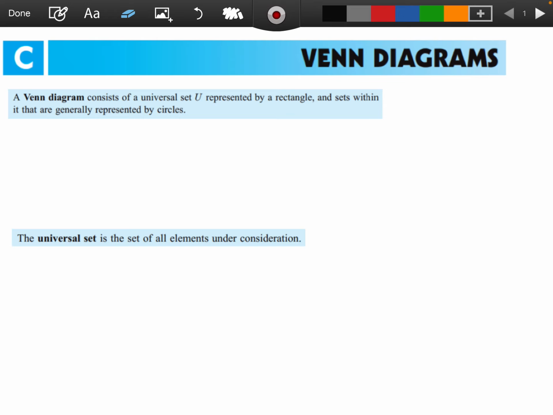So what is a Venn diagram first? A Venn diagram is a visual representation of the universal set, which is represented by the letter U. The universal set is going to be different for each question. It might be the numbers 1 to 20, or it might be a group of students. It's going to be different depending on each question.